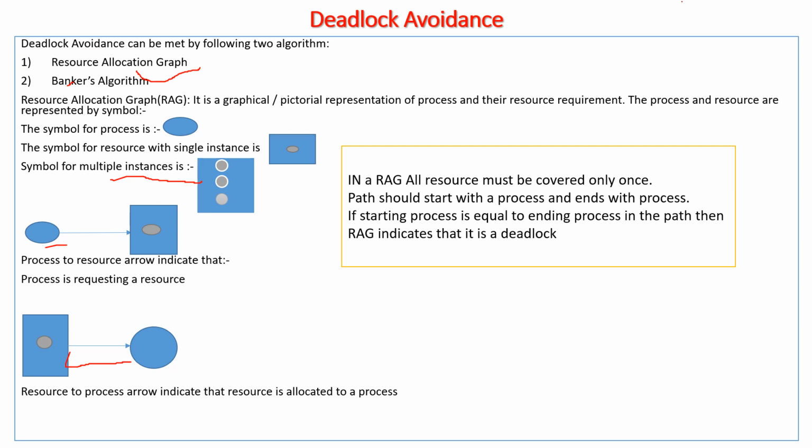If the starting process is equal to the ending process in the path, then the resource allocation graph indicates that it is a deadlock. It means that if process P1 is the starting process, and the ending process is also P1, then it forms a cycle, and in the resource allocation graph this is called a condition of deadlock.